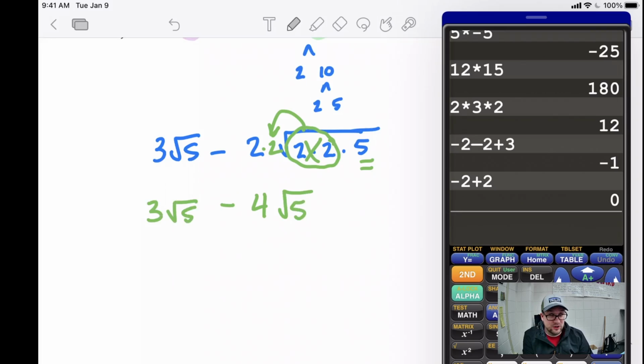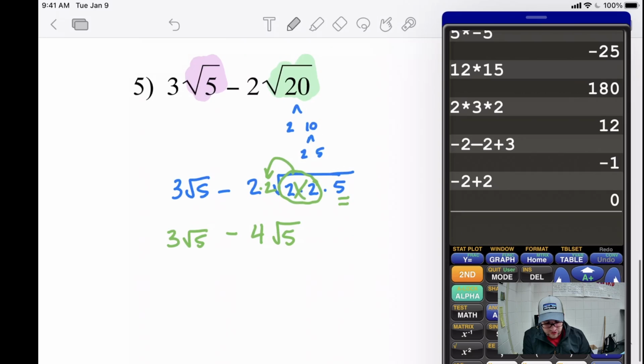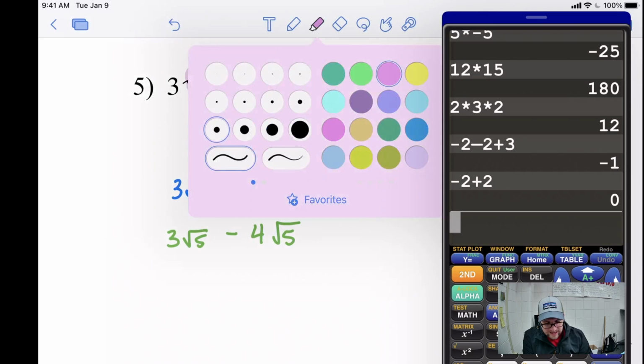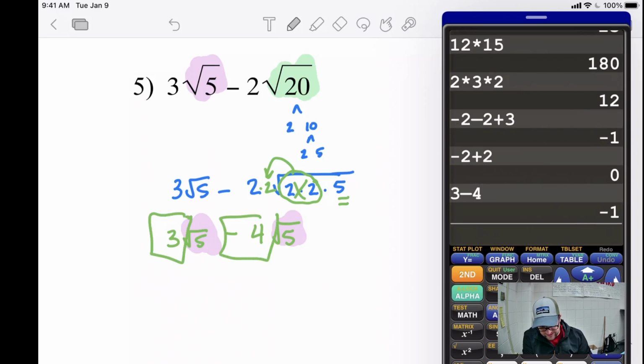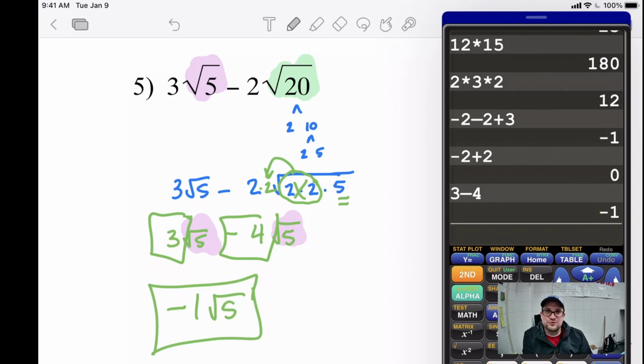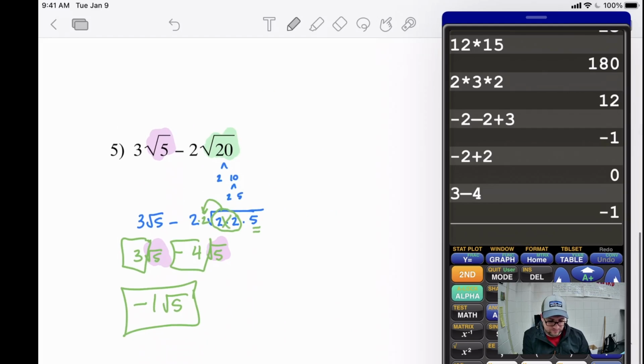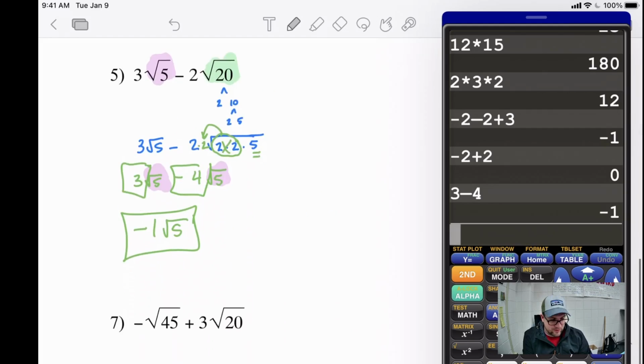Now, when we started, we did not have like radicals. But after we simplified, notice how our radicals became the same. So, I can do 3 take away 4. 3 take away 4 is a negative 1 square root of 5, which will be my answer. Nice job. Let's do another one.